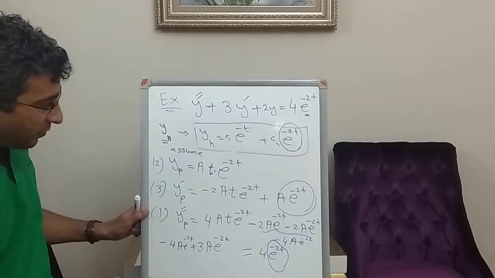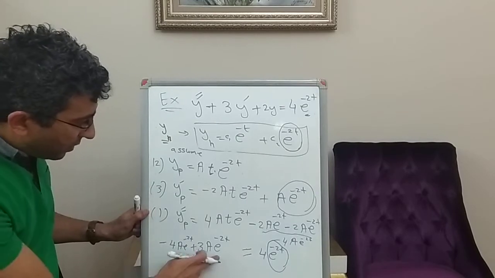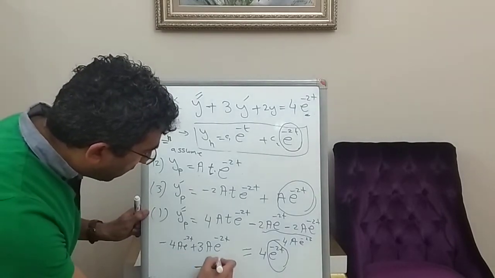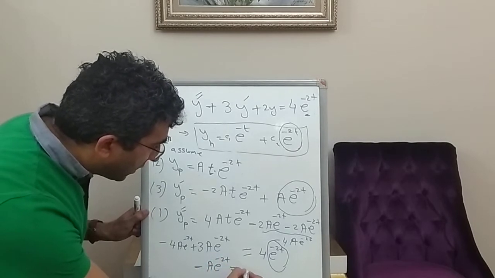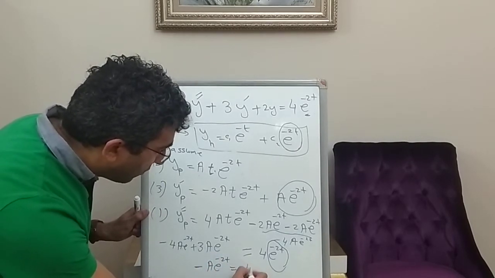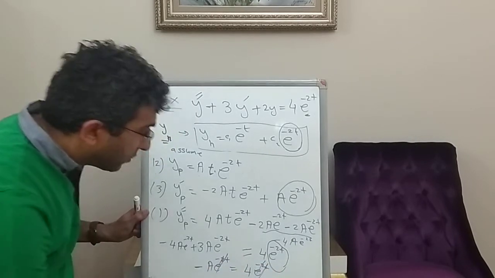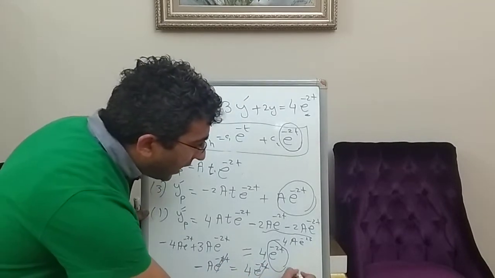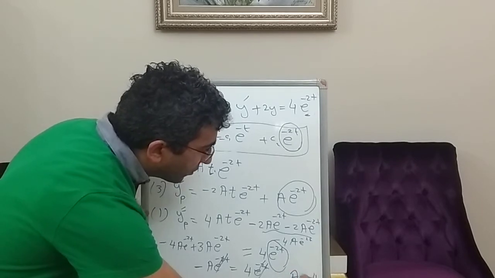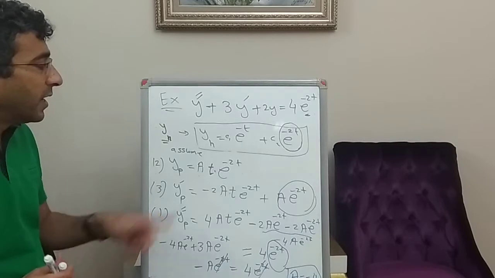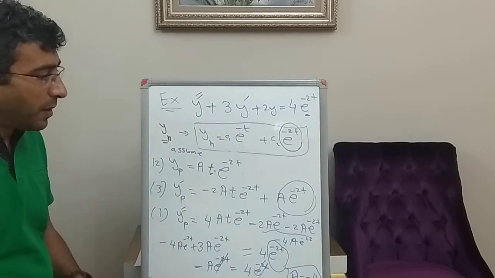Okay, so from here I have minus 4 and plus the 3, so you get minus 1 a e to the minus 2t, and here I have 4 e to the minus 2t. Minus 2t will cancel minus 2t, so from here your a is equal to minus 4. Okay, so I find the value of a here is equal to minus 4.